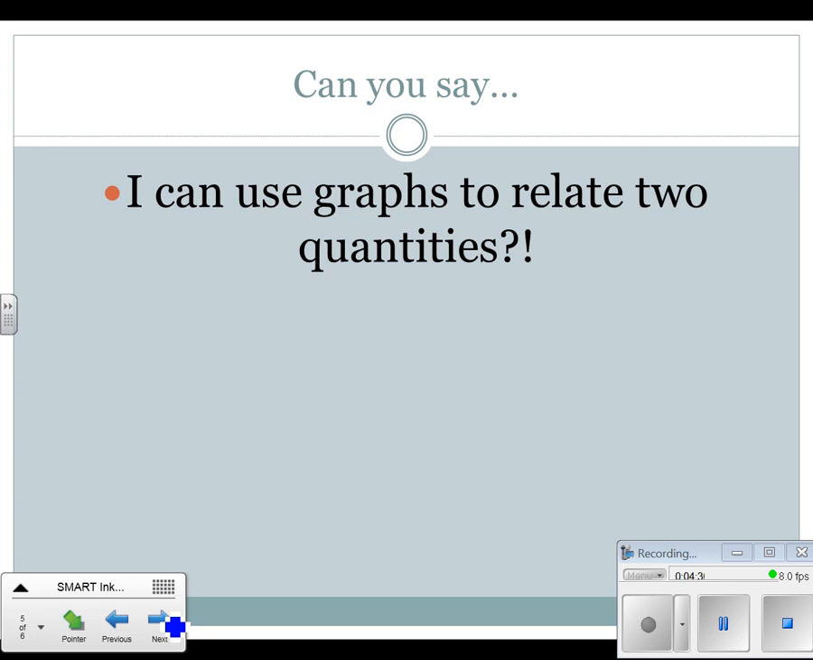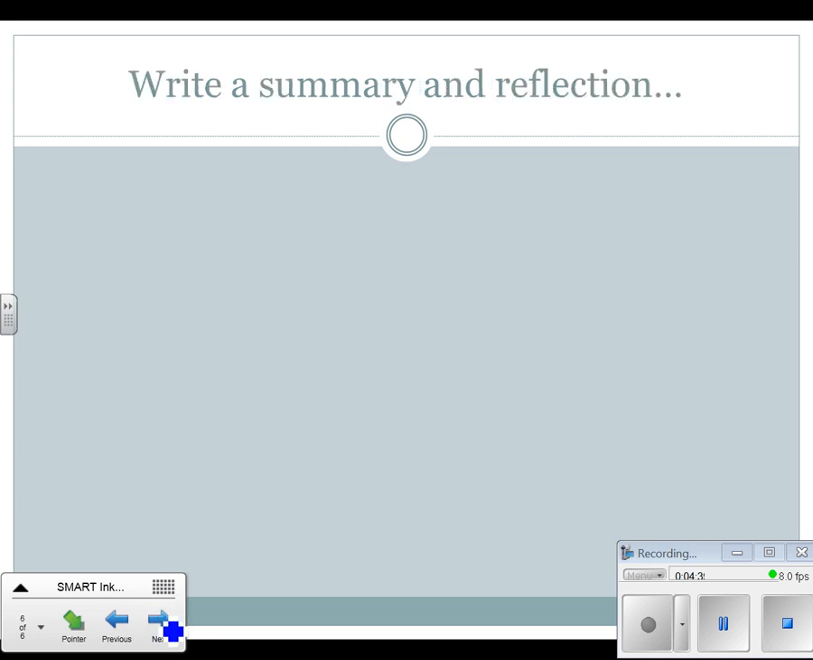Can you say I can use graphs to relate two quantities? Write a summary and reflection and be prepared with any questions for the work time in class.